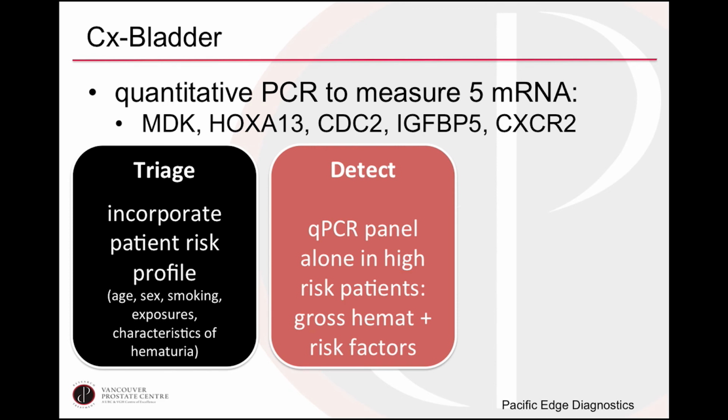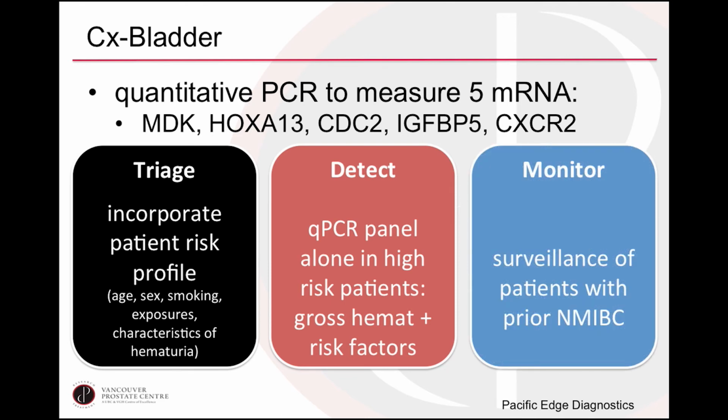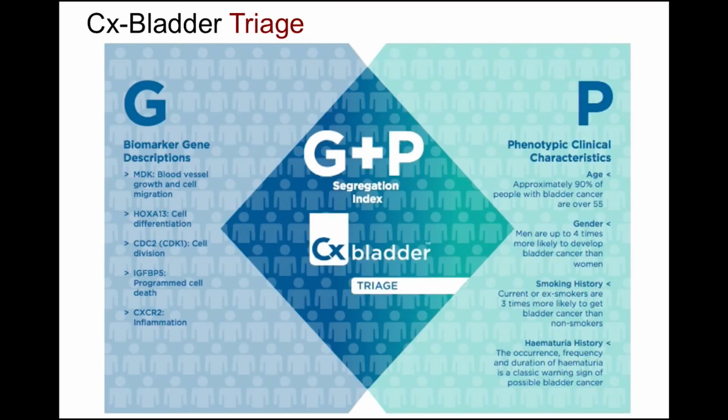Then they have the Cx-Bladder Detect, which is for potentially higher risk patients and just gives you a score. The likelihood of having a bladder tumor does not incorporate the risk factors. And then there's the Cx-Bladder Monitor, which is for patients being monitored for prior history of non-muscle invasive disease, and the algorithm includes clinical information on their prior history.